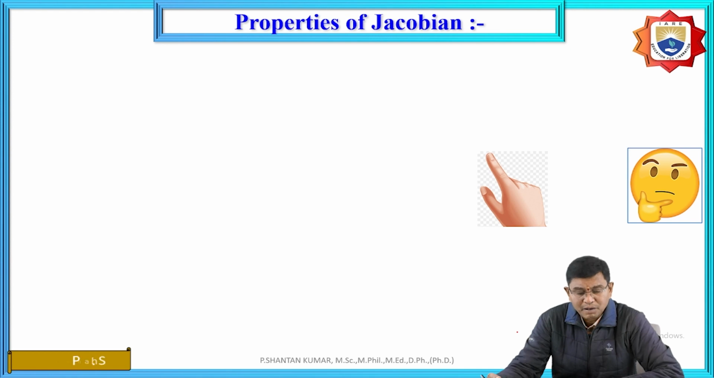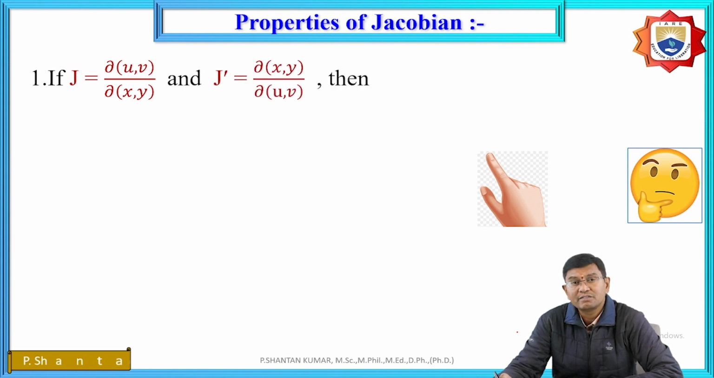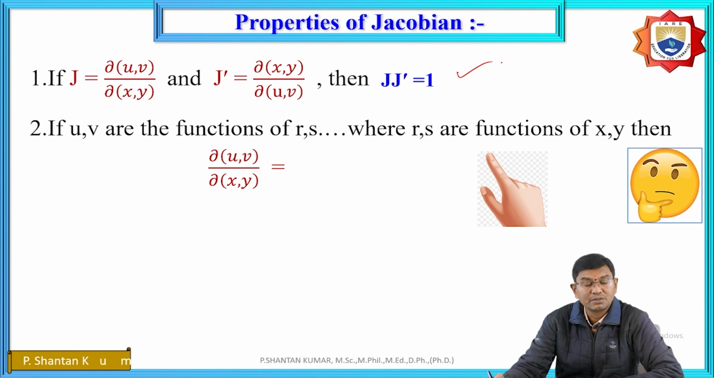And next, what are the properties of the Jacobian? One property is: if J is the Jacobian of u, v with respect to x, y, then J dash is the reciprocal, that is the reverse, J of ∂(x,y)/∂(u,v). Based upon J and J dash, we can define J times J dash is equal to 1. This is the fundamental property: J times J dash is equal to 1.